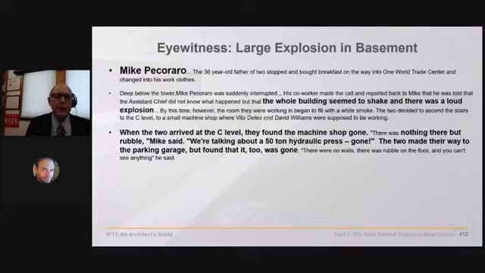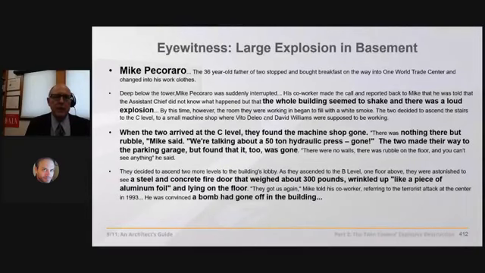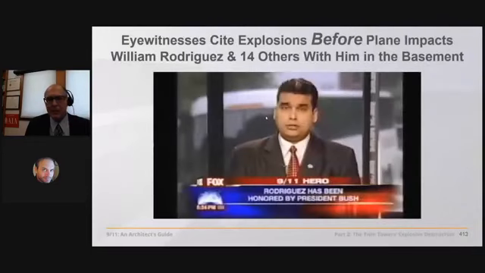They made their way to the parking structure, but found that it too was gone. Parking structure, that's severe damage. We're talking about a steel and concrete fire door that weighed 300 pounds, wrinkled up like a piece of aluminum foil lying on the ground. A bomb had gone off in the building. Well, that is reported by several others, 14 others who were with Willie Rodriguez in the basement, and others as well. Willie was a janitor who heard an explosion before the plane hit the towers.